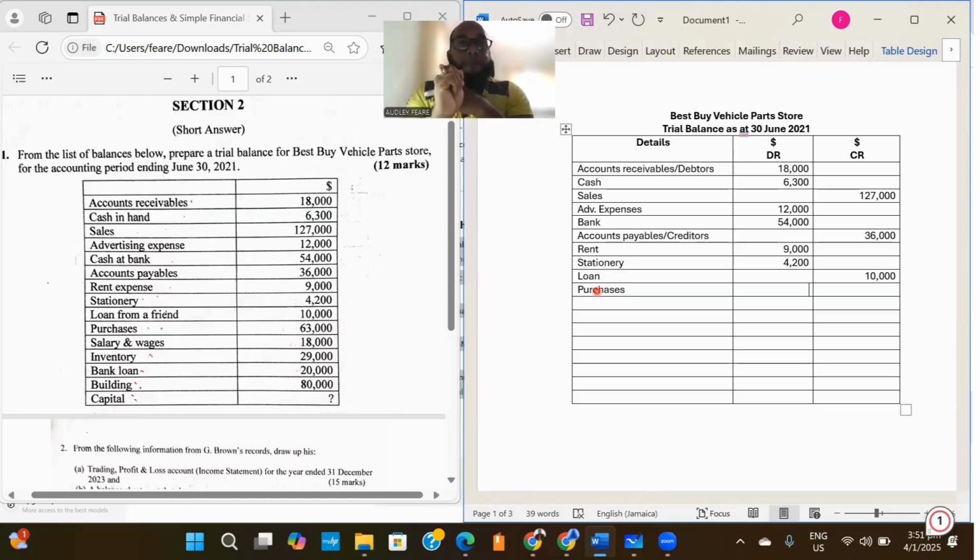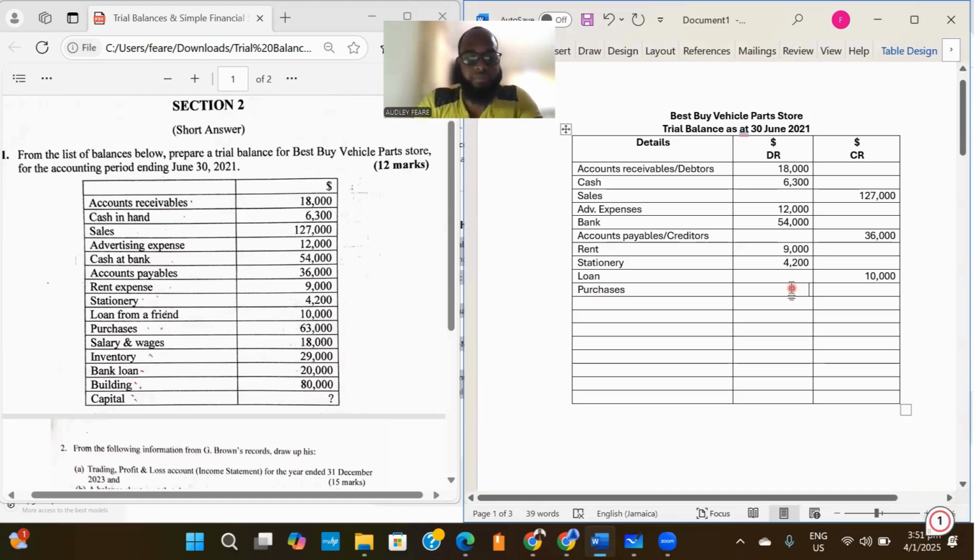For return inwards, that means they're bringing back goods into your business. That will always be debited. And return outwards is leaving the business. The asset is leaving the business, so you would, of course, credit. As I say, I can do another video on these so we can go back through the fundamentals of the double entry rules. So we said purchases will always be debited, $63,000.